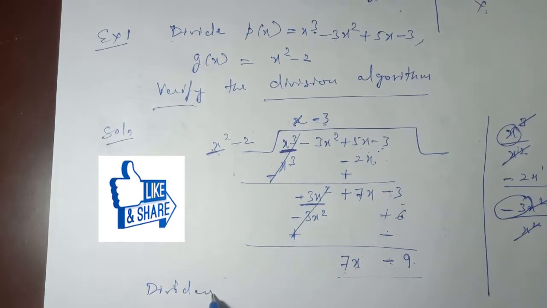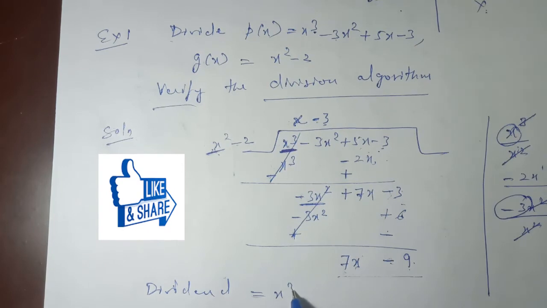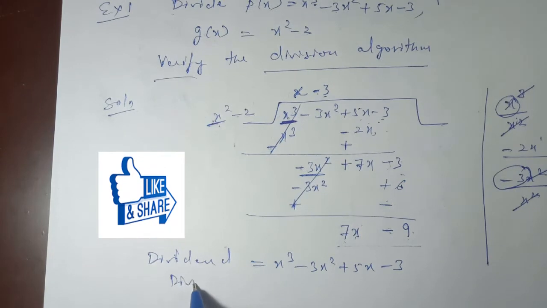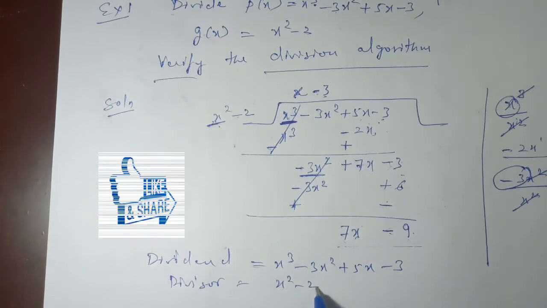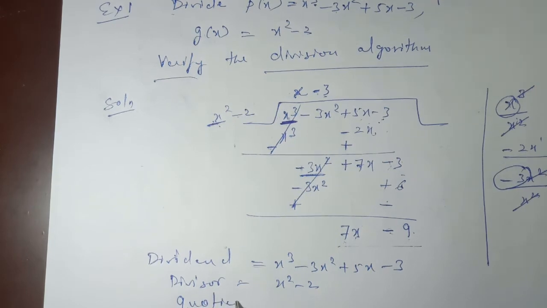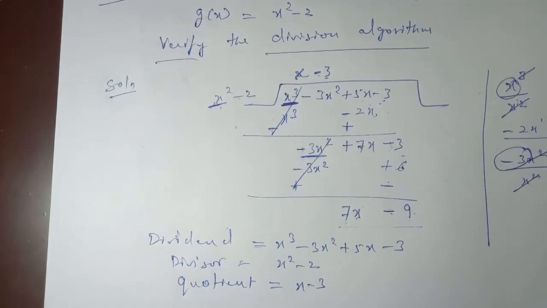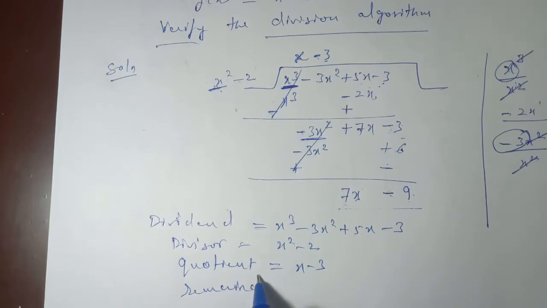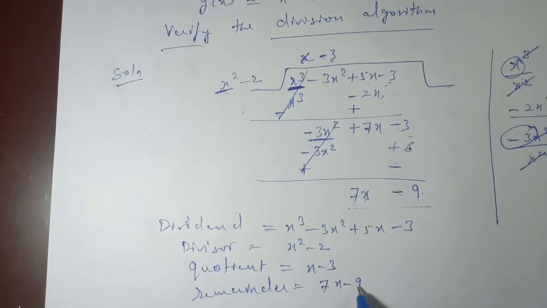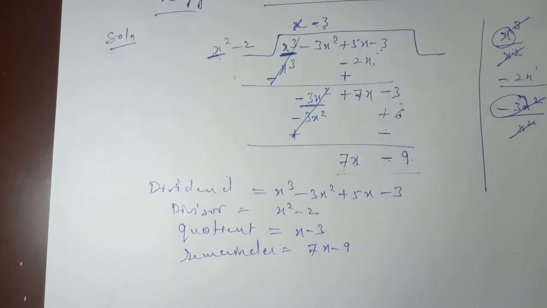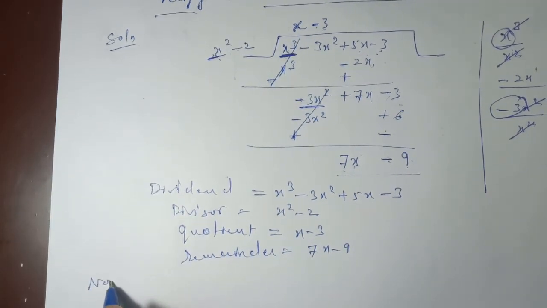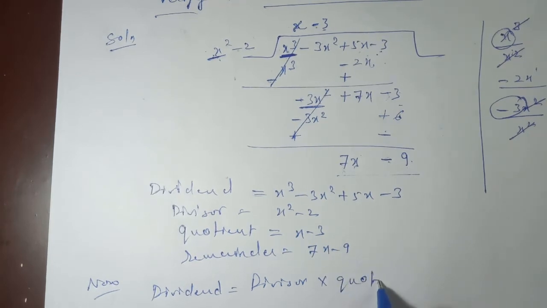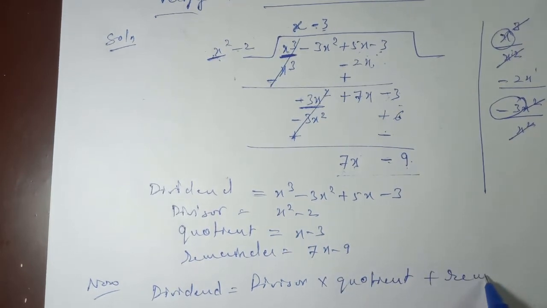Dividend equal to x cube minus 3x square plus 5x minus 3. Divisor we already know, we have x square minus 2. Quotient we have x minus 3, and remainder we have 7x minus 9. Now we have to verify the division algorithm. Which is: dividend equals divisor into quotient plus remainder.